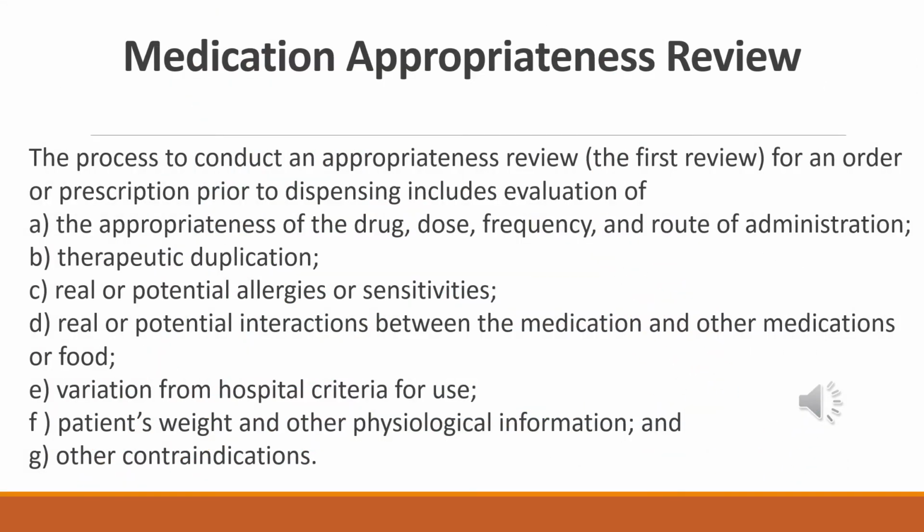The process to conduct the first appropriateness review for an order or prescription prior to dispensing includes evaluation of the following. A. The appropriateness of the drug, its dose, frequency of administration, and route of administration. B. Any therapeutic duplication. C. Real or potential allergies or sensitivities. D. Real or potential interactions between the medication and other medications or food. E. Variation from hospital criteria for use. F. Patient's weight and other physiological information. And G. Other contraindications.